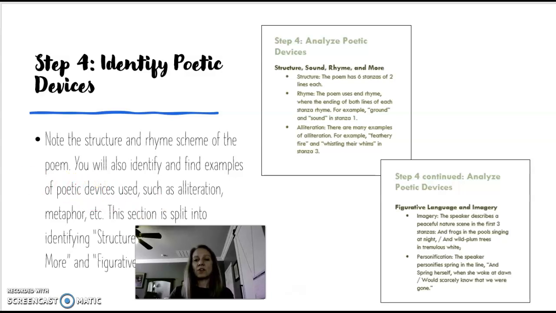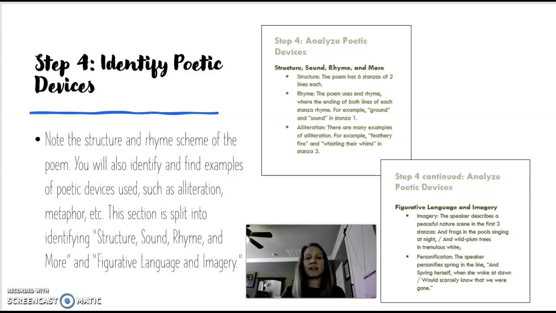In step 4, you're going to identify poetic devices that are present within the poem. So you'll note the structure and rhyme scheme of the poem. You will also identify and find examples of poetic devices used, such as alliteration, metaphor, whatever other literary devices are present within your poem, you're going to highlight those and share those. This section is split into identifying structure, sound, rhyme, and more, and figurative language and imagery. So make sure you break that into the 2 separate components and discuss each. You can see examples of that here.